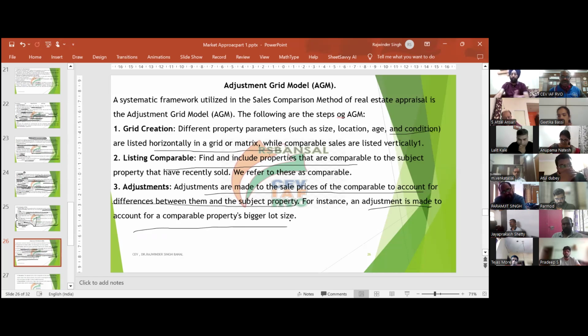So basically, grid means we will be doing all the calculation in a tabular form. Our aim will be, let us suppose this is our subject property, this is comparable 1, comparable 2, comparable 3. We will bring them to the same level. How this will be done, we will see with some example.